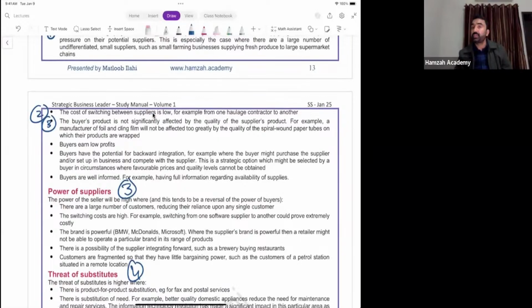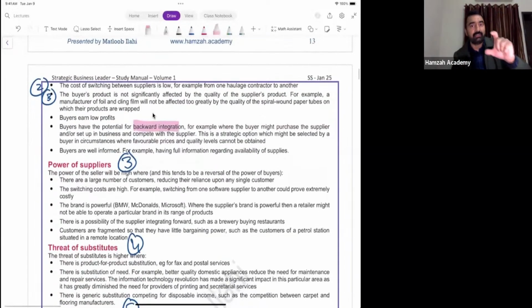Buyers earn low profits. If buyers are earning low profits, they can move elsewhere. Buyers have the potential for backward integration. Backward integration means buyers have the position, resources, or finance to acquire their suppliers, and we have seen this happen in a lot of industries. And buyers are well informed.